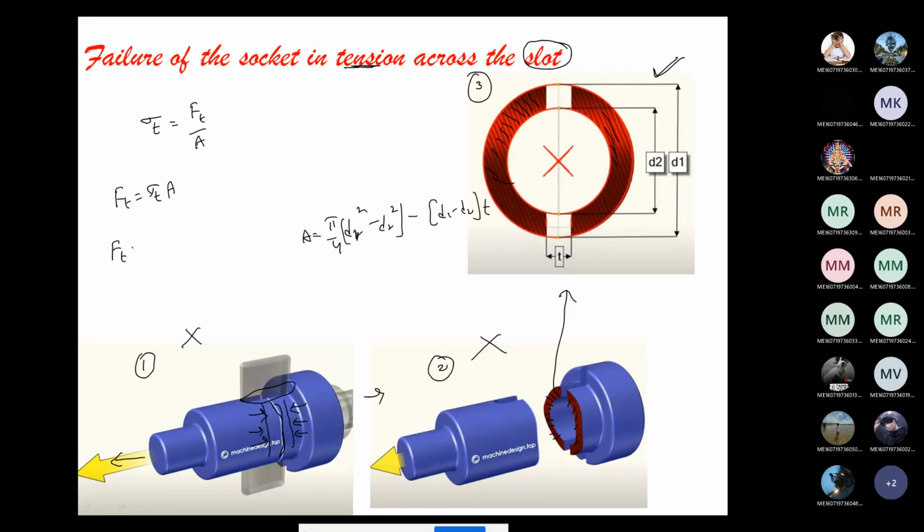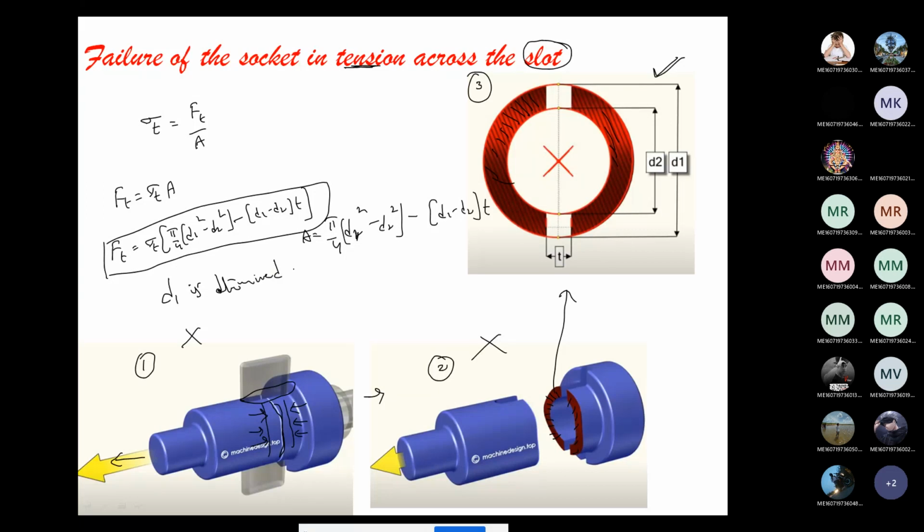Ft equals sigma t into pi by 4 into (d1 square minus d2 square) minus (d1 minus d2) into t. This equation is called the tensile resisting force for the socket across the weakest portion, right? With this equation, d1 is determined in mm. This is the fourth point.